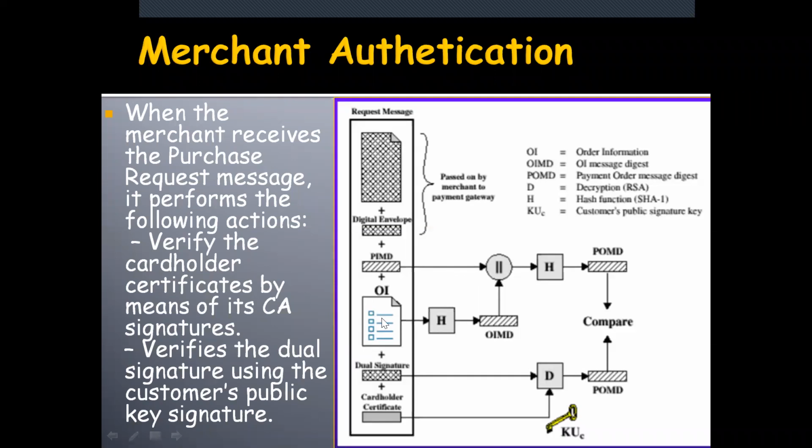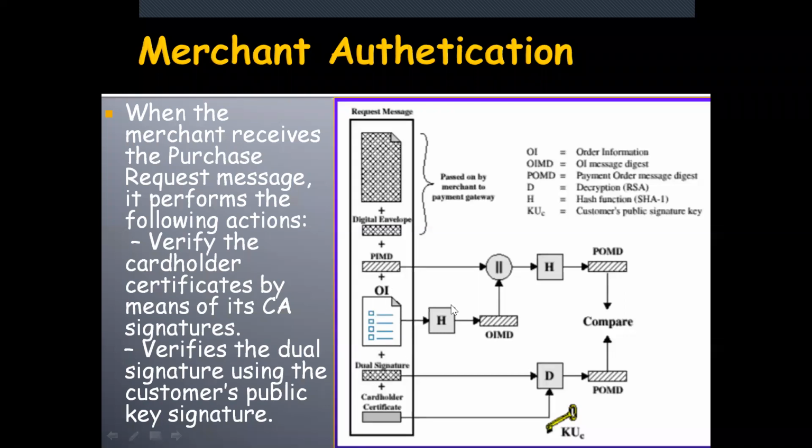What he can read is order information, OI, which is in readable format. Payment information is appended again. This is what the merchant is going to do: the merchant is going to get PIMD and order information.